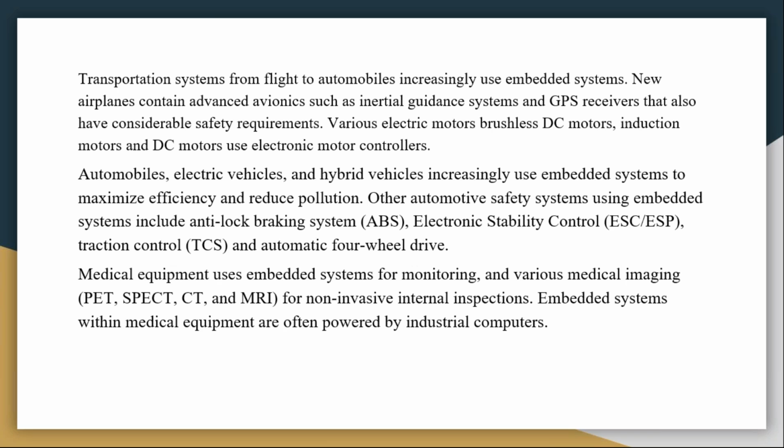Now comes another application: automobiles. Electric vehicles and hybrid vehicles increasingly use embedded systems to maximize efficiency and reduce pollution. Other automotive safety systems also use embedded systems, such as the anti-lock braking system, which is called ABS, electronic stability control, ESC and ESP, traction control, TCS, and automatic four-wheel drive.